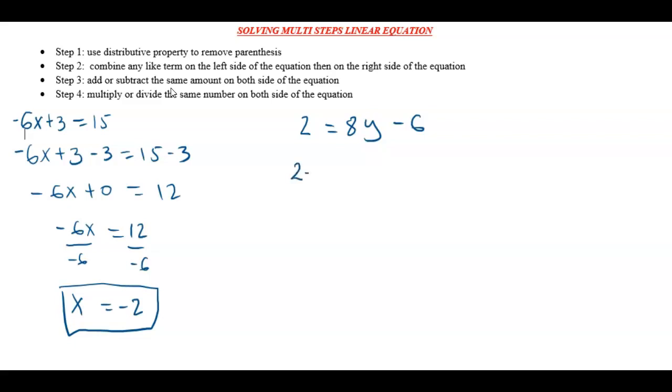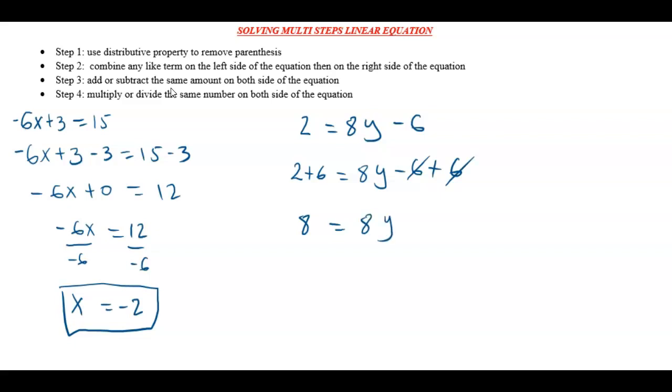So we got 2 plus 6 equal 8y minus 6 plus 6. 2 plus 6 is 8. These two cancel each other, that's 0. And you got 8y.